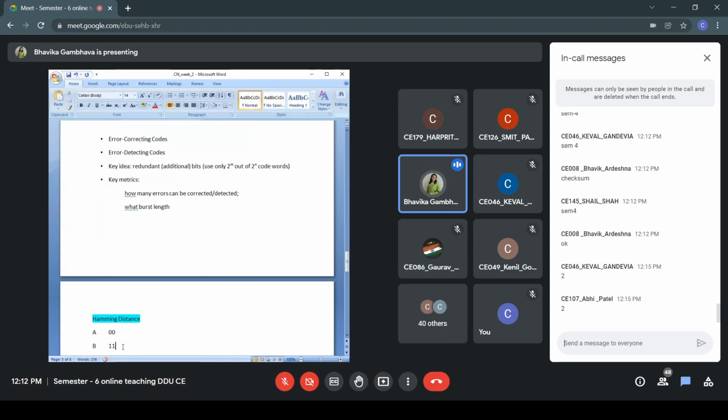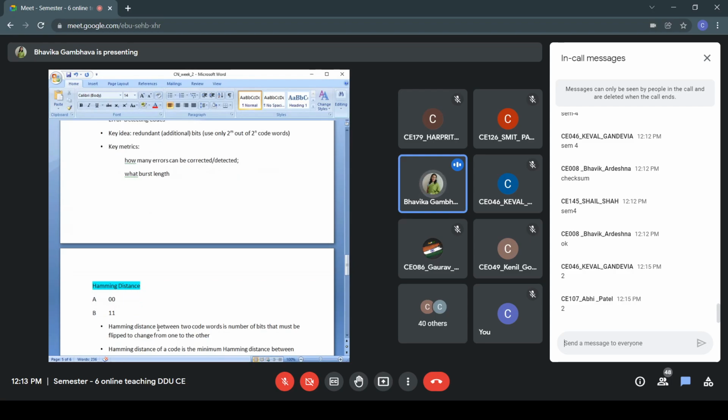Then 2 is the Hamming distance. Okay. So Hamming distance between two code words is the number of bits that must be flipped to change from one to the other. Like here, if it is 0 0, if I change both the bits to 1 1, then only it will be confused as B. If I change just one bit, then it will be 0 1 or 1 0. Then there will be no trouble.